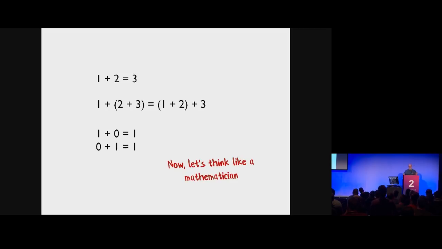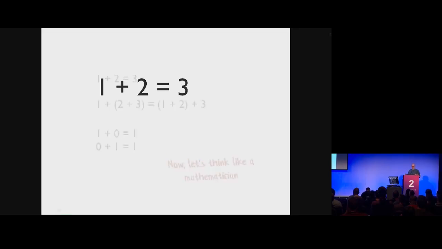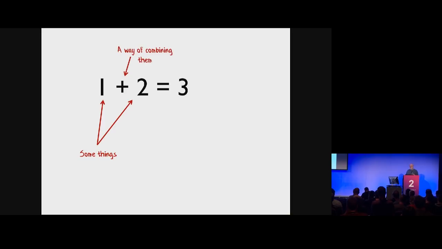So what's interesting is that mathematicians are a little bit like programmers, and they always like to make things abstract. They're always looking for patterns. So a mathematician would look at this and say, well, this is interesting. I can see some patterns here. And let's look at this pattern. We've got some things, and we've got some way of combining them, and the result is another of the same kind of thing. You add two integers, you get another integer back.